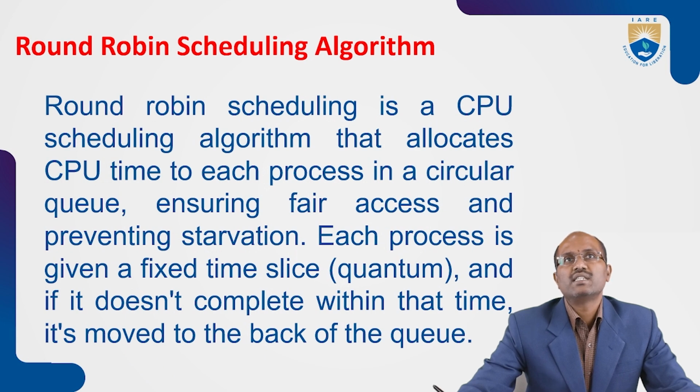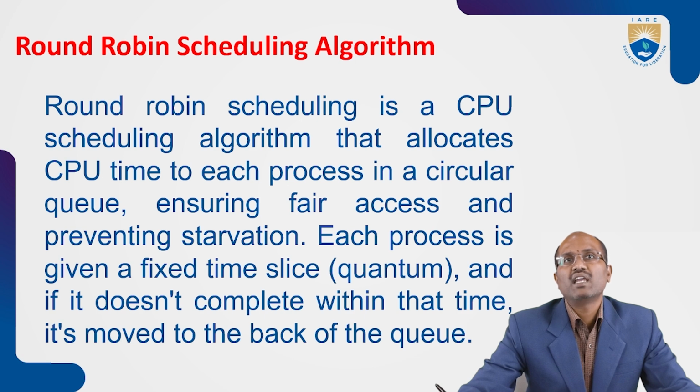Round robin scheduling is a CPU scheduling algorithm that allocates CPU time to each process in a circular queue, ensuring fair access and preventing starvation. Starvation is a situation where a process executes for a long time. We give a time quantum, which means a time slice, and the process can then switch to another process for execution. That is called the round robin scheduling algorithm.